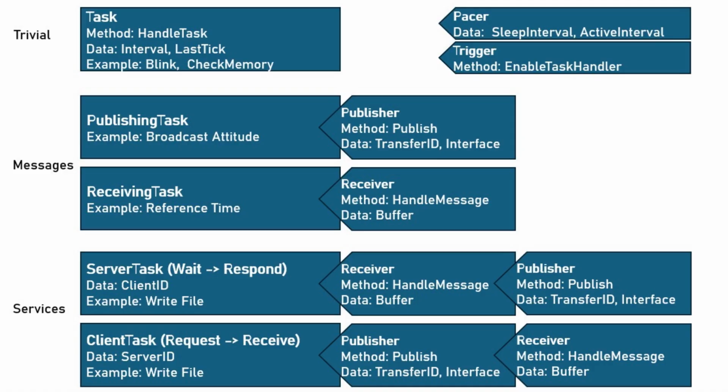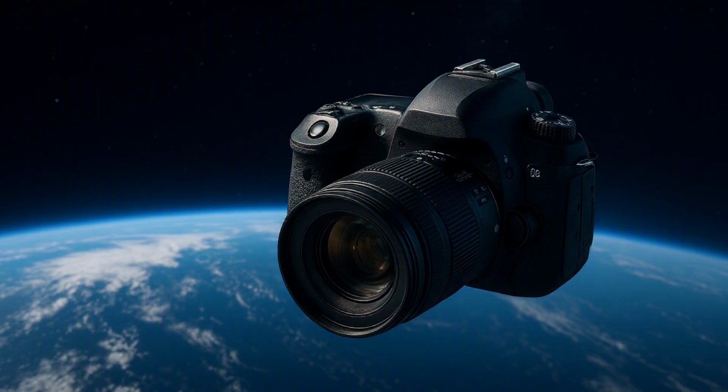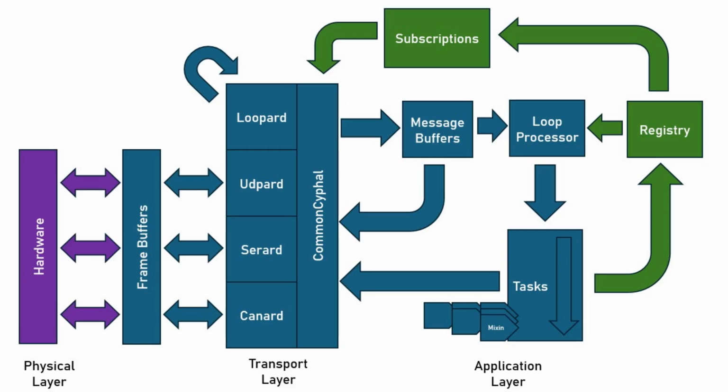The pacer is mostly dormant, but periodically hyperactive. The trigger executes only when a specific condition is met. Combined, they can be used to form a photography task that sleeps until the satellite flies over the target region, then takes a burst of photographs. As promised, we have now walked through the entire architecture diagram and explained every box.